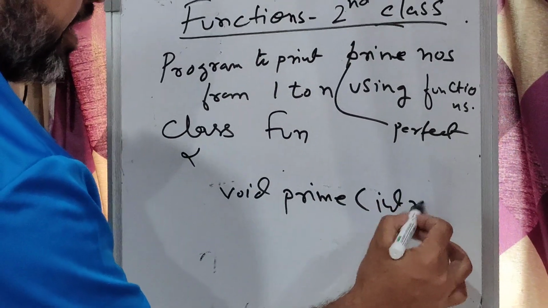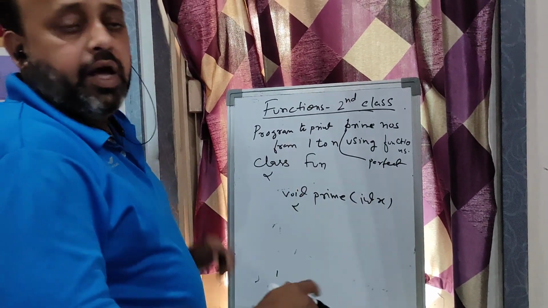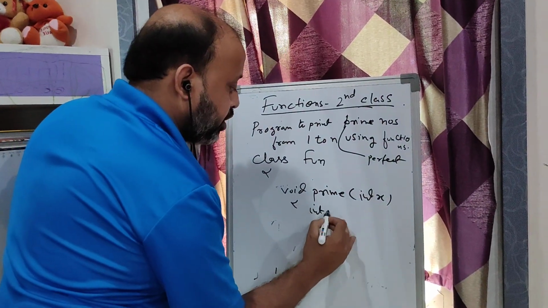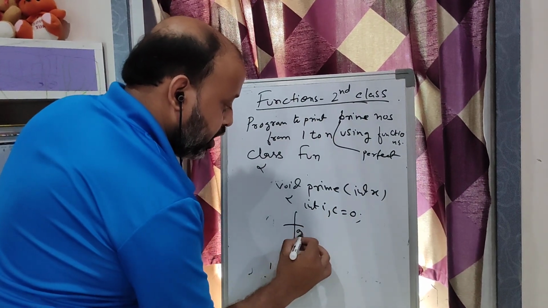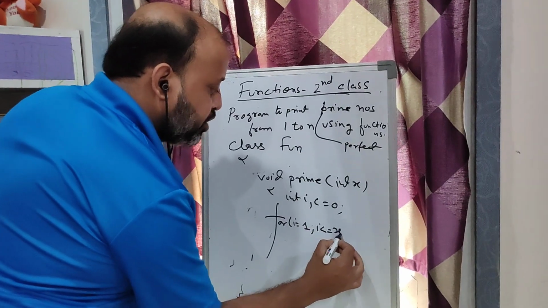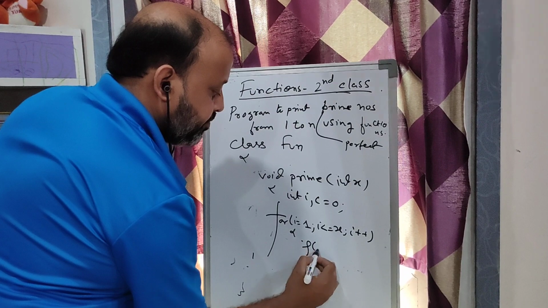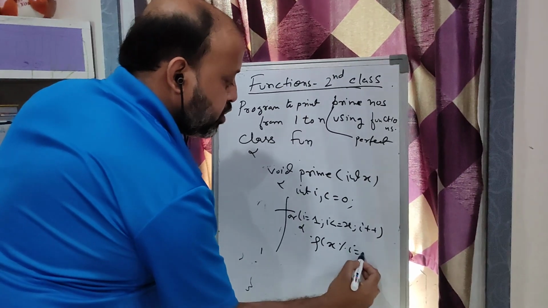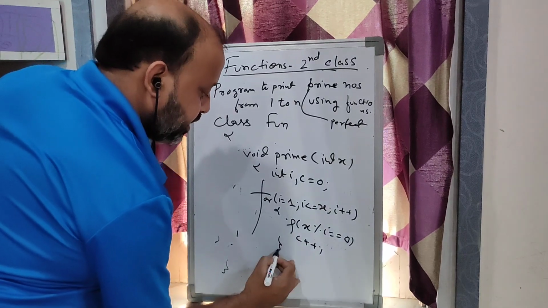What I have taken? I have taken x, void prime. This is my return type, name, argument. I have to check whether x is prime or not. This part is clear. You know how to start a loop. For a prime number, normally I count the number of factors. I don't use any flag method. If x mod I equals 0, c plus plus is the number of factors.